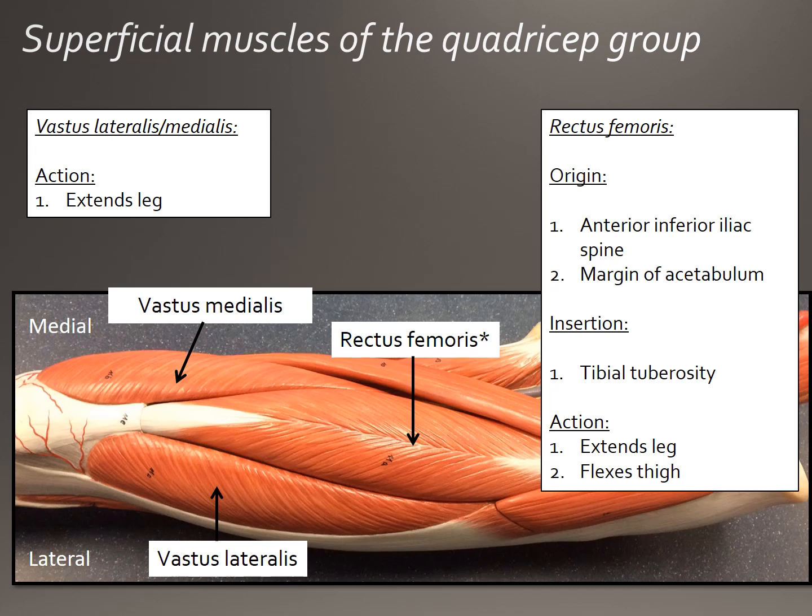The muscle that's right on the superficial part of the anterior part of the thigh is the rectus femoris. And the origin of this muscle is the anterior inferior iliac spine and the margin of the acetabulum. The insertion is the tibial tuberosity. And the action of this muscle is to also extend the leg, but it is going to flex the thigh as well.